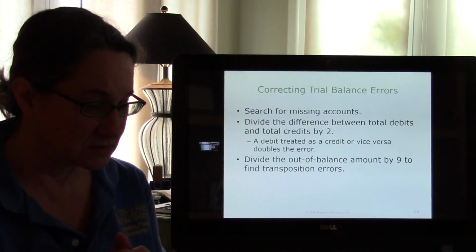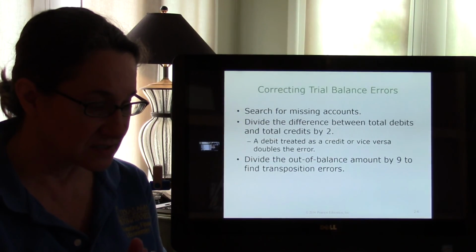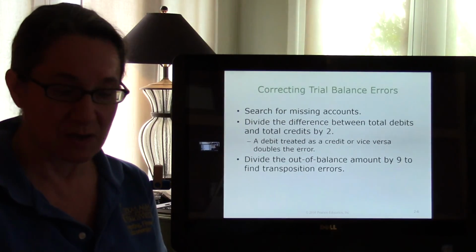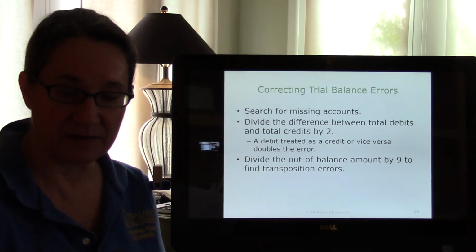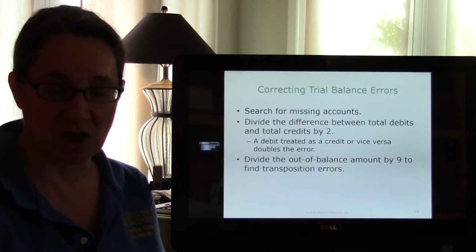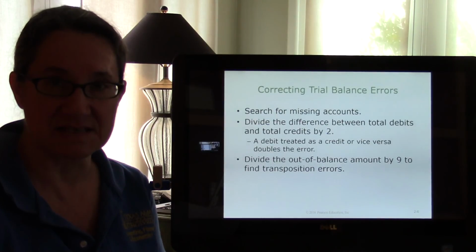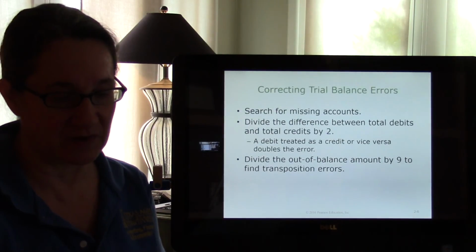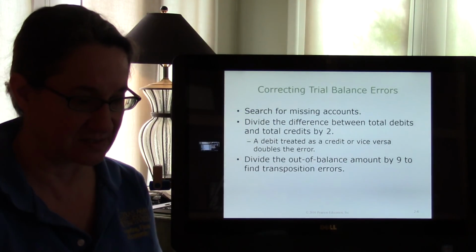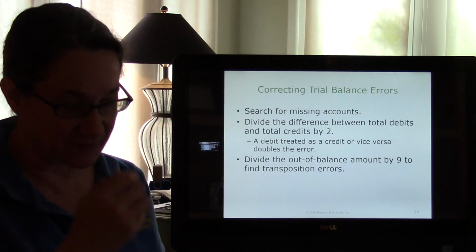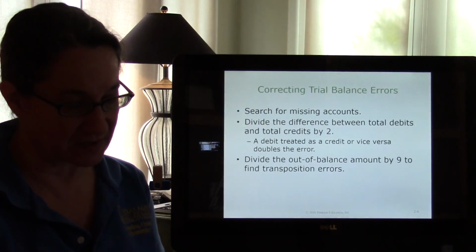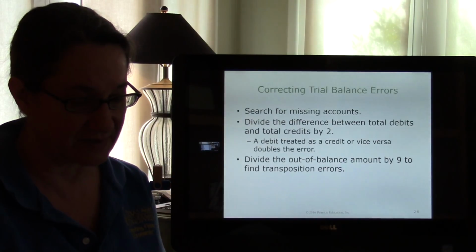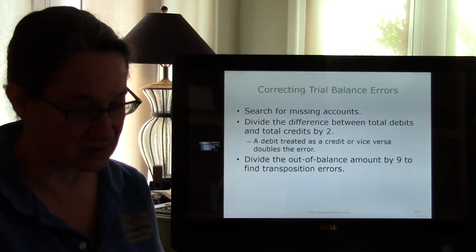First of all, balance errors. If the debits and credits are not equal, an error exists. Balance errors can be located by performing a search on the trial balance for any missing accounts. So just scan. We call that scanning. When we do an audit, scan, look for anything that's missing. Divide the difference between the total debits and credits by 2 locates doubling errors, which occur when a debit is treated as a credit or vice versa.